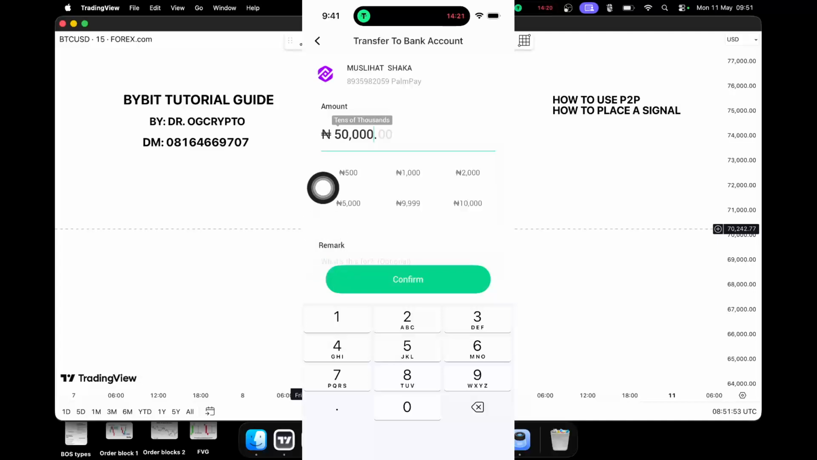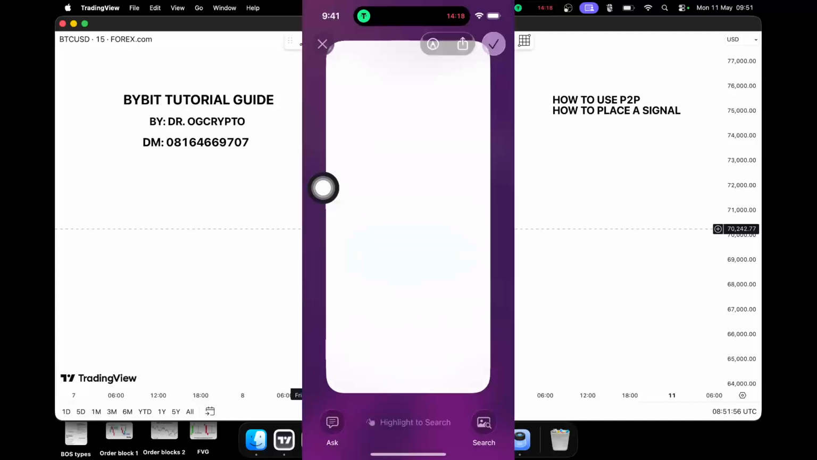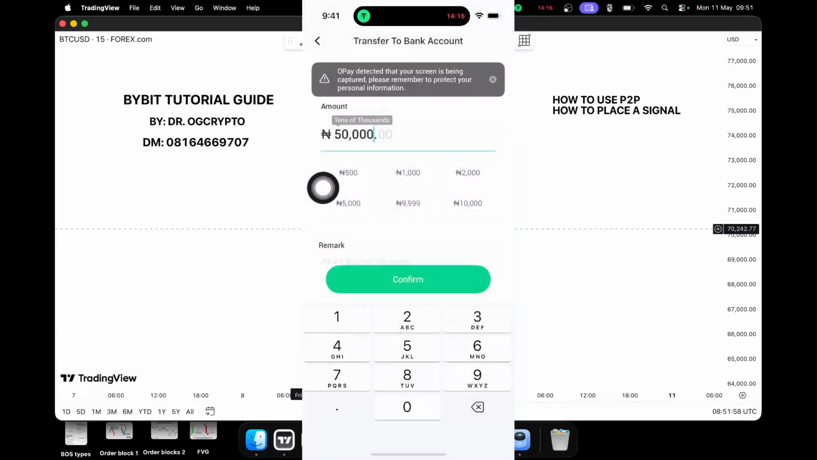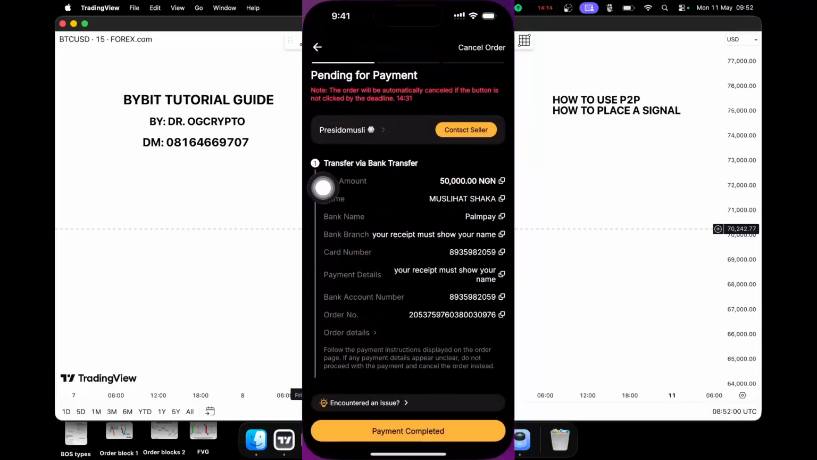So then you will send a screenshot after you've already sent the money to the person. Immediately you send money to the person, you take a screenshot, then you come here and click on what?